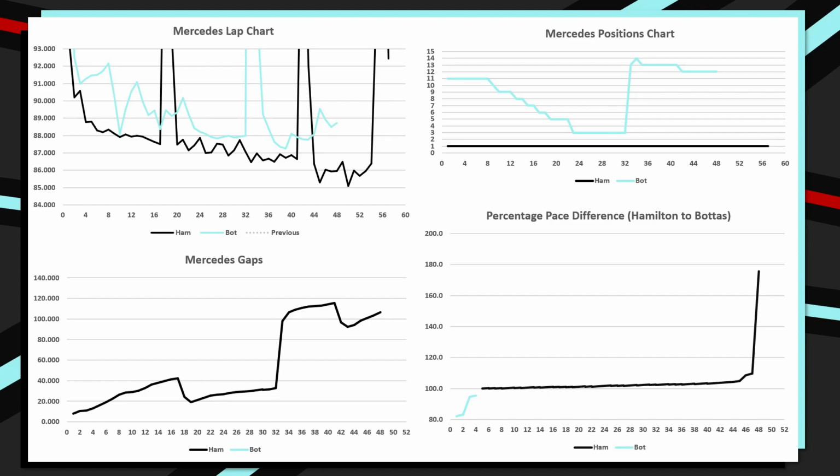Directly below that we have the Mercedes gaps chart, which denotes the gap between the two drivers on every single lap of the race. We then have their positions chart in the top right, and directly below that we have their percentage pace difference. This percentage pace difference takes all of Lewis Hamilton's lap times, divides them all by Valtteri Bottas's lap times, and converts them into a percentage. Any percentage above 100 is where Lewis Hamilton is going faster, and any percentage below 100 is where Valtteri Bottas is going faster.